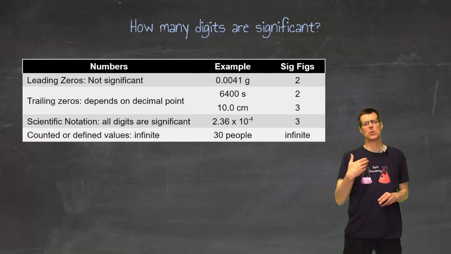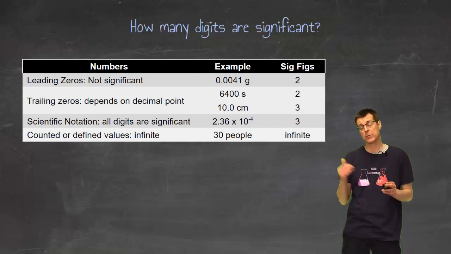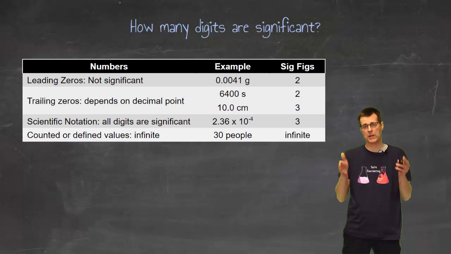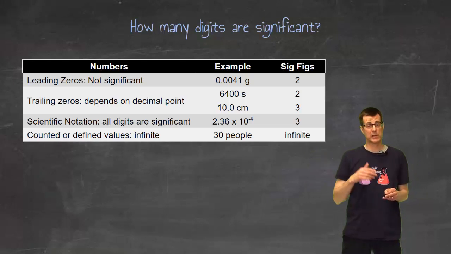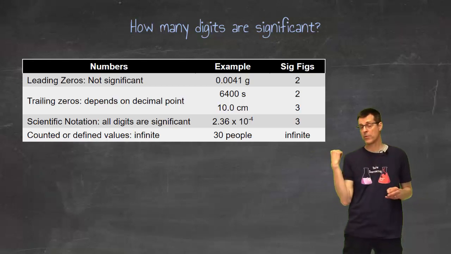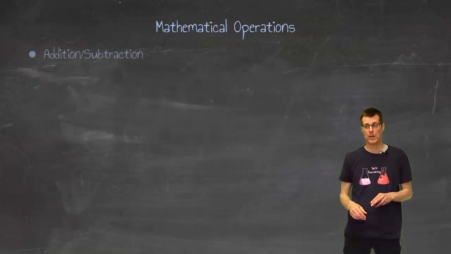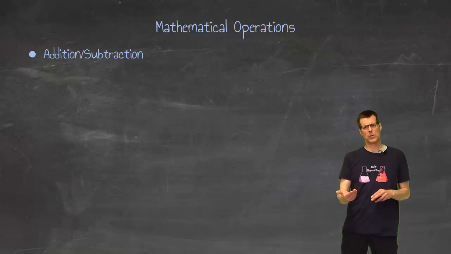Anything that's counted or defined values, like the number 4, I count 4 people, or 30 people, those are going to be completely exact values. You don't worry about significant digits, which means those numbers do not change what we do for calculations. Okay, because calculations are going to be one of our things.